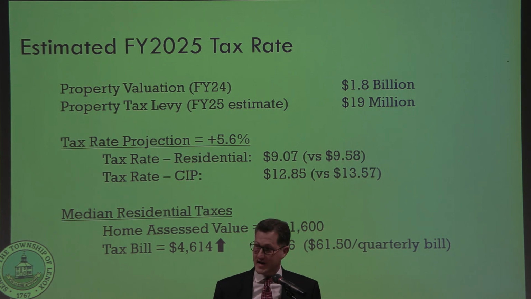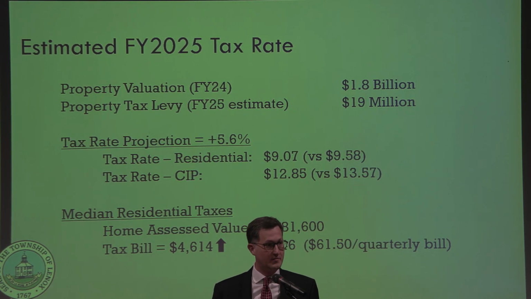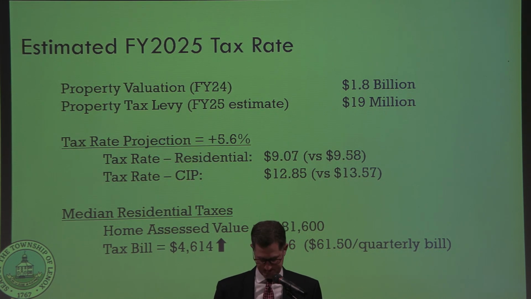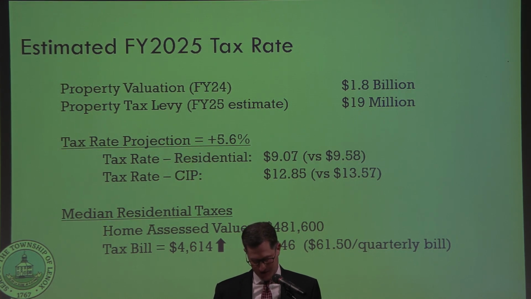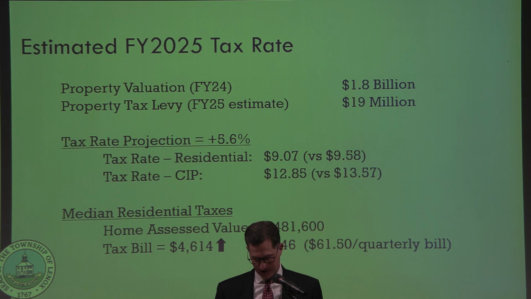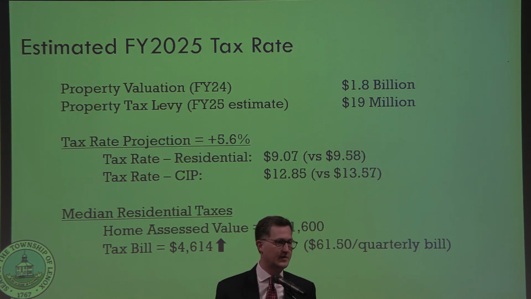And we have a split tax rate in Lenox. We tax commercial, industrial, and personal property at a different rate than where we tax residential property. That would increase to approximately $13.57. The median residential tax bill would be impacted as follows. For a home assessed at the median, which is $481,600, that would result in a tax bill of $4,614, or $246 annually, $61.50 per quarterly bill. And Lenox bills quarterly, unlike other communities that bill semi-annually.